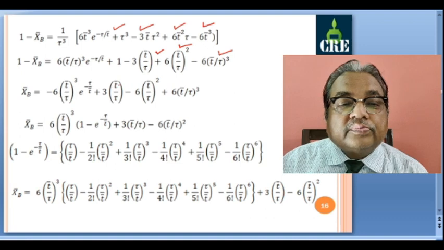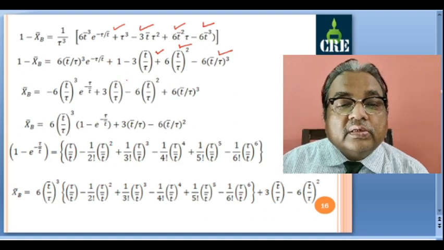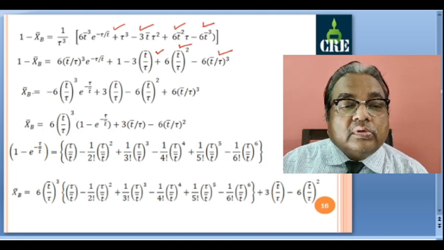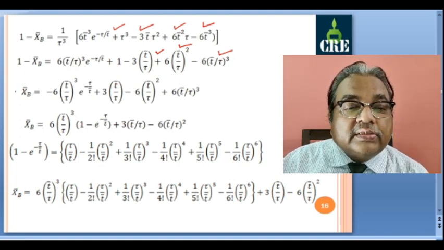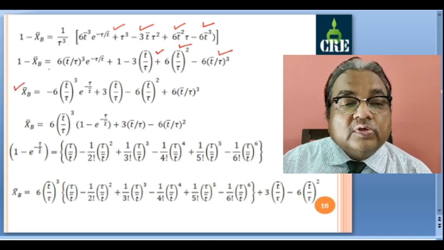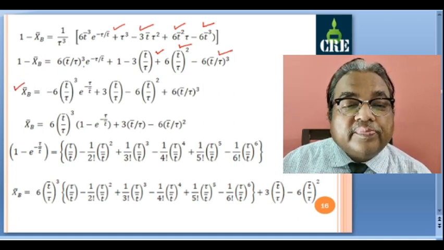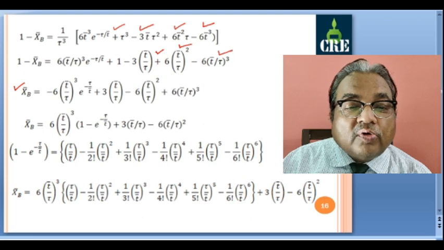Now here, for further simplification, I am writing this as xb. This is 1 minus xb. So if I write it as xb, I have to change the sides of all these terms.